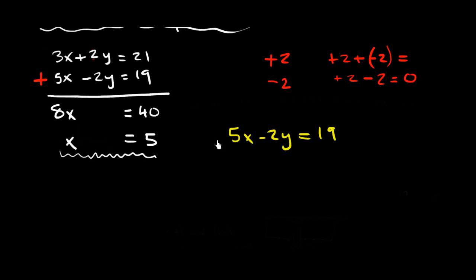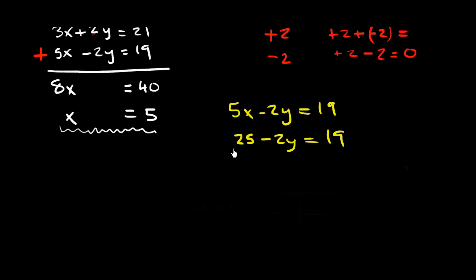If I know that x is 5, then 5x is 5 times 5 minus 2y equals 19. And now I can move around things to find out the answer. Let's move the 25 to the other side. Actually, I'm going to move the 2y first, because that's going to be a little bit less confusing, I think. So the minus 2y, I want to move it.